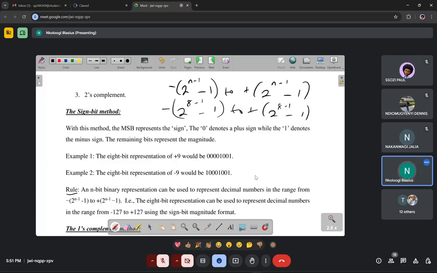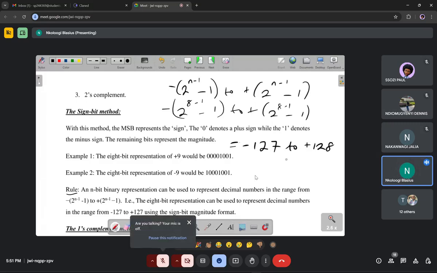What is 2 to power 7? Is it something like 128? 128 minus 1, which is now what? Negative 127 to positive 128. So this is not actually 128, this is 127.